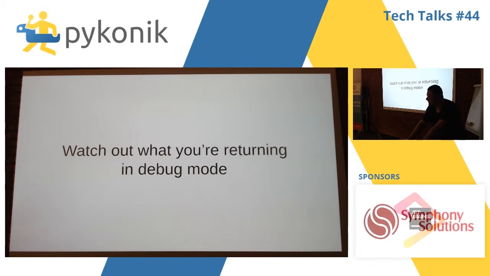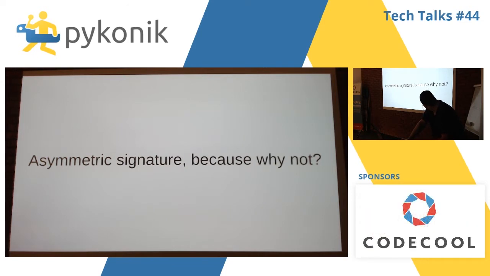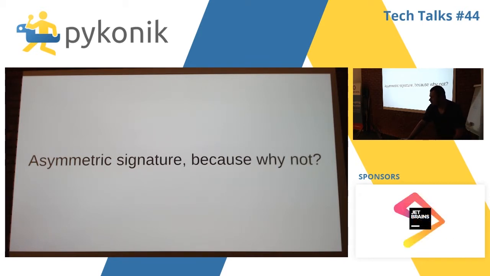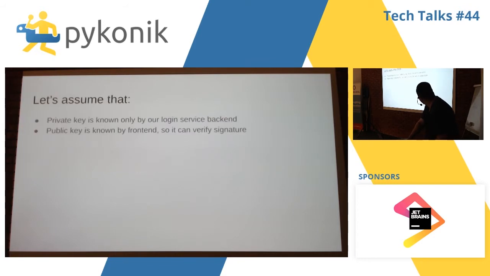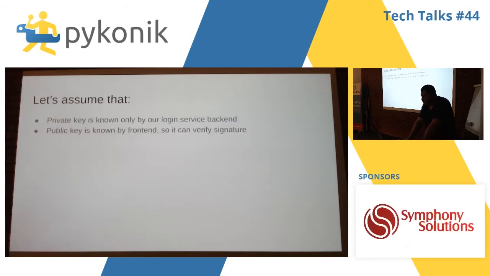Please check what is returned in debug mode. This already has been patched. I won't mention which .NET framework it was. And okay, let's see. We can use asymmetric signatures. So there is a different key for creating the JSON Web Token and a different one for verification of the JSON Web Token. Then we can have multiple services, and only one can create the JSON Web Token, the other one can only verify it.